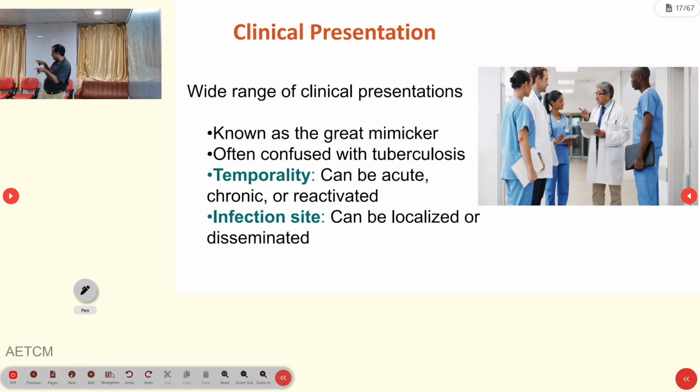If you have brucella, brucella will respond. So you never know whether you treated brucella or treatment, but they will respond. So it could be acute, it could be chronic or reactivation, it could be localized or disseminated.